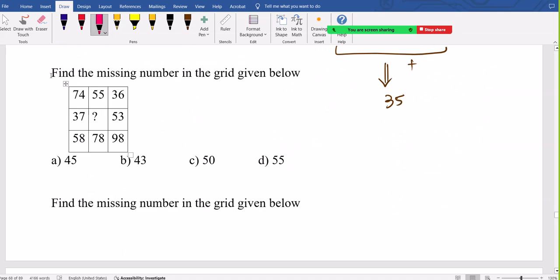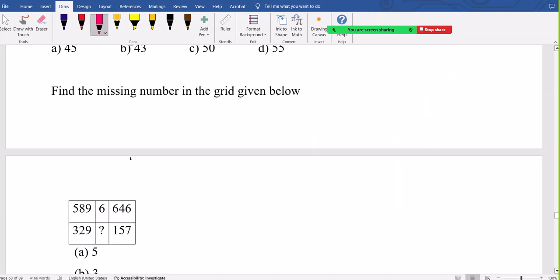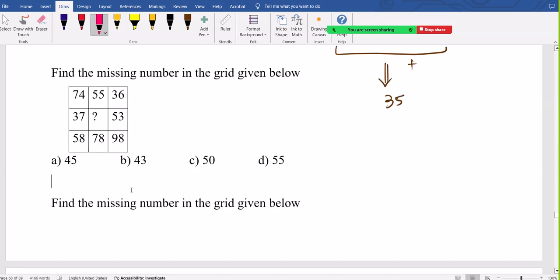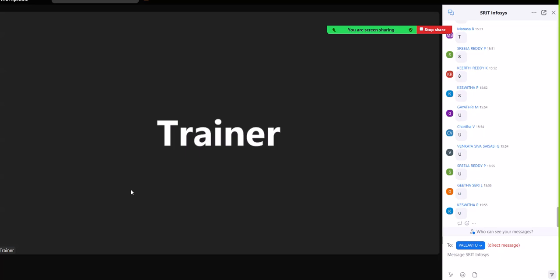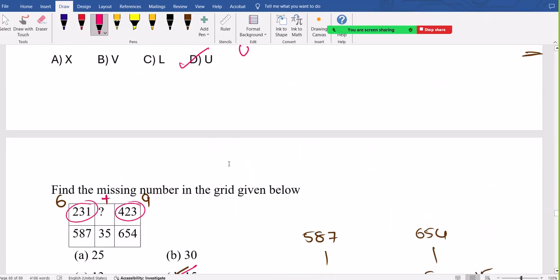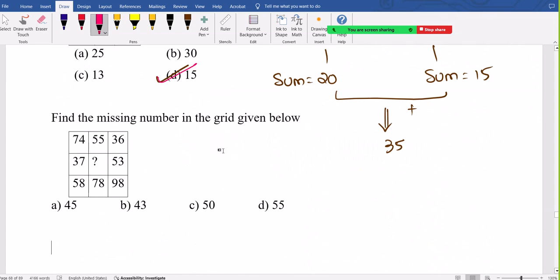Now, I believe this question and next question both are okay. This question I believe you can solve. 74, 55, 36, 37, question mark 53. U is this question answer. Excellent, superb. Now what about this one? Many solve that U. Good. Now this question. We focused more on puzzles because that's the area which people are struggling. That's what the feedback we receive.